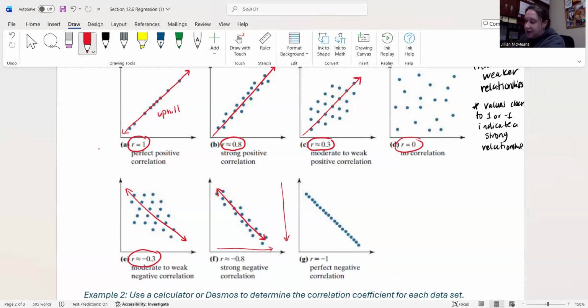And we would say that in this case, R is approximately negative 0.8. The negative because the line is going downhill, meaning it would have a negative slope. The 0.8 meaning this is a pretty strong correlation. There's definitely something happening here.